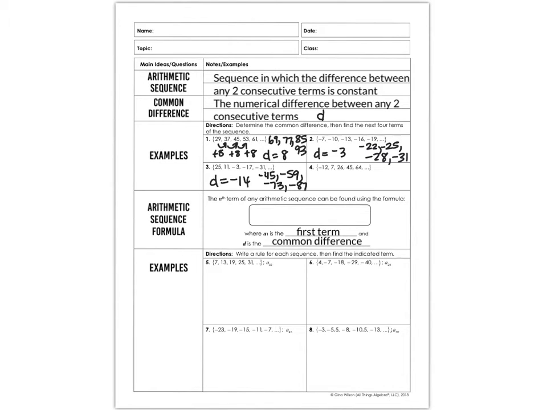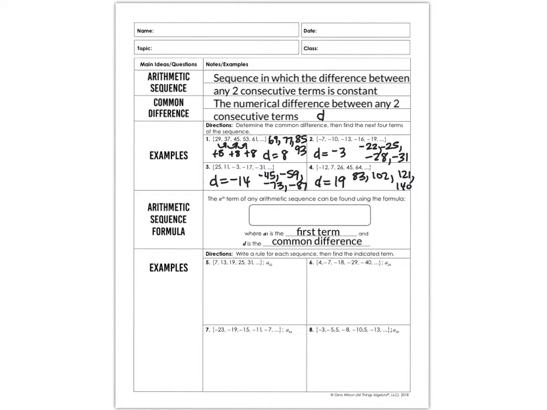Let's see, the next one, they must be adding. So if I subtract this out to see what they're adding, oh, that's 19. So the D is 19. So adding 19 each time, the next terms would be 83, 102, 121, and 140.